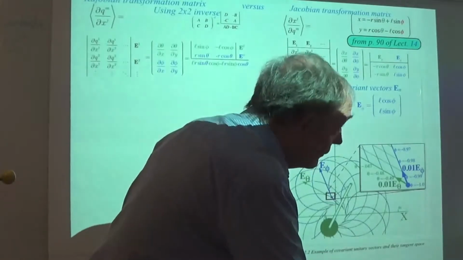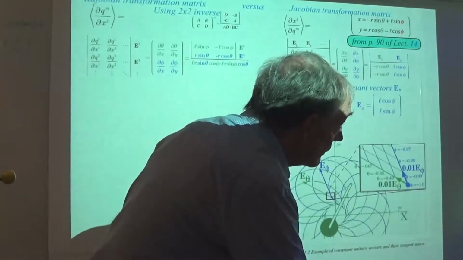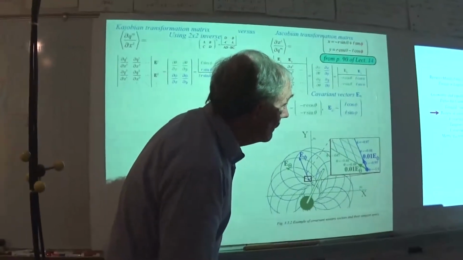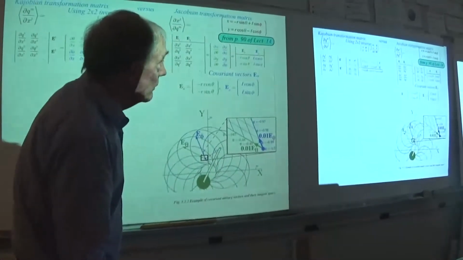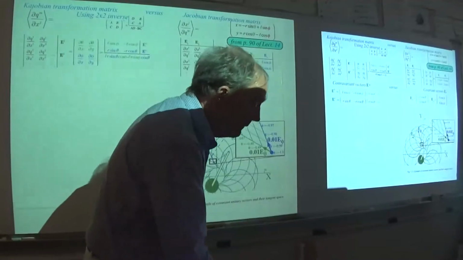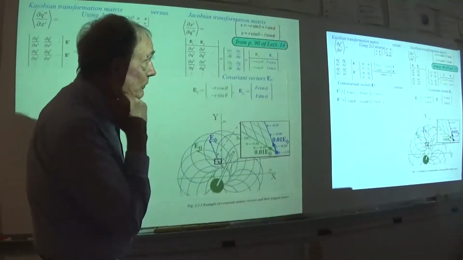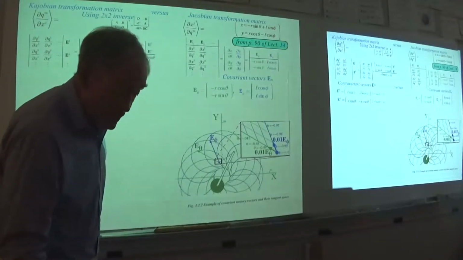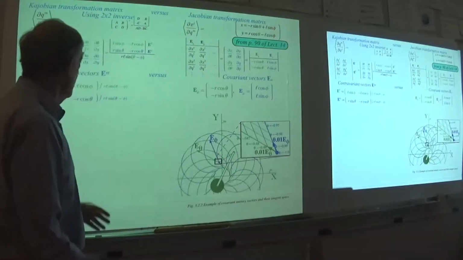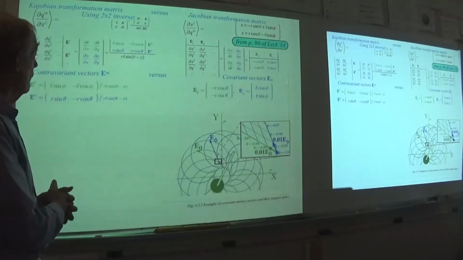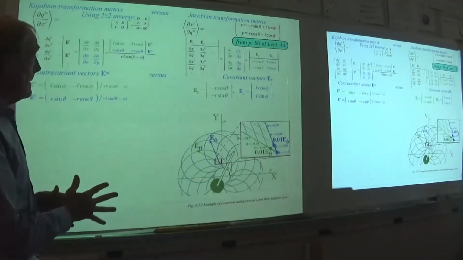Let me go back on this one quickly here. But actually, I don't want to go back. I'll just go ahead and move forward on both of these. So this is what we're looking at in terms of covariance and contravariance for the calculations that we need in order to use generalized curvilinear coordinates effectively.